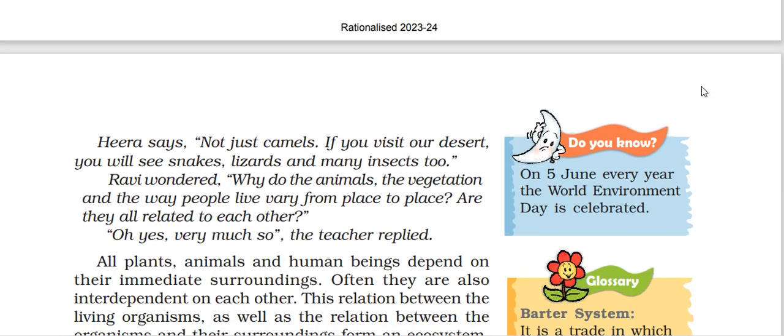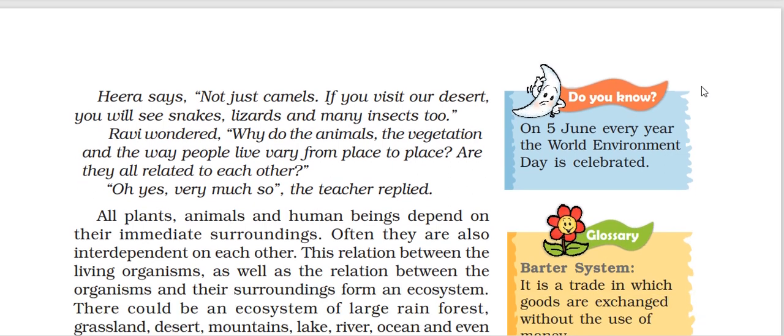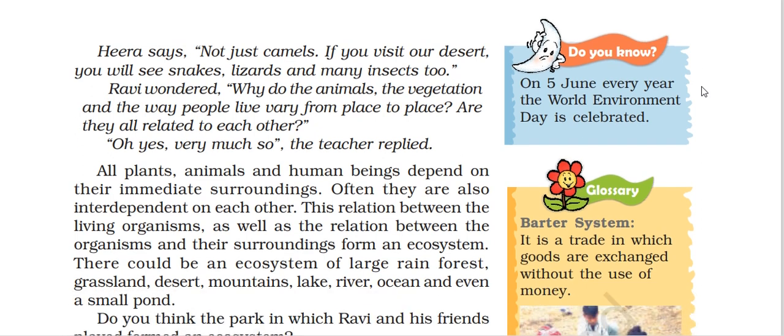Here, not just camels. If you visit our desert, you will see snakes, lizards, and many insects too. Ravi, but the animals, the vegetation, and the way people live vary from place to place. Are they all related to each other? Oh yes, very much so. On 5 June, World Environment Day is celebrated.